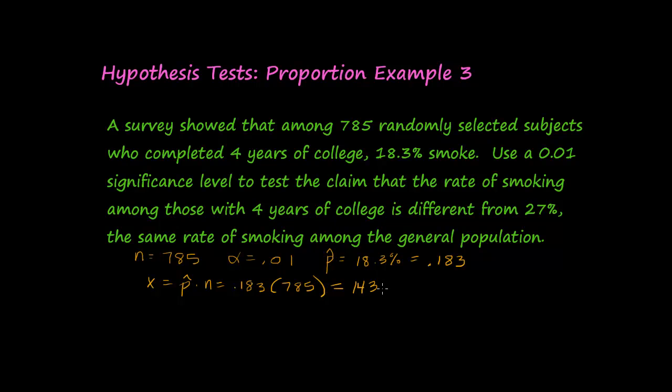And we get about 143.7. Now, we can't have 143.7 people, so what had happened was whatever the number that they had, they calculated a p hat, and it was not truncated at 1 decimal place, so they rounded to 1 decimal place here. So it actually had more decimal places than this. So what we do is we just round that to approximately 144 subjects who smoke out of the 785. Okay.